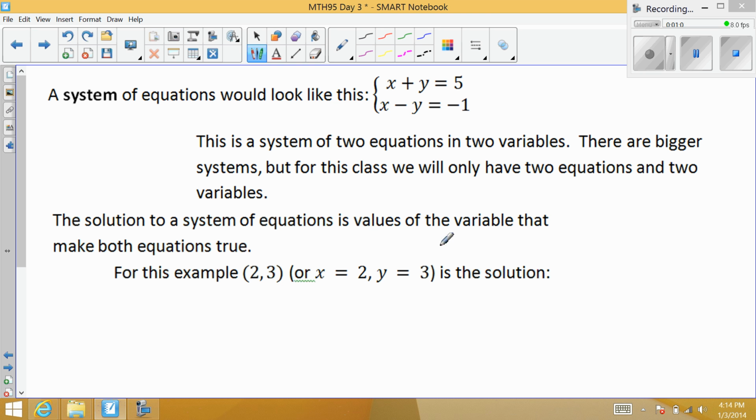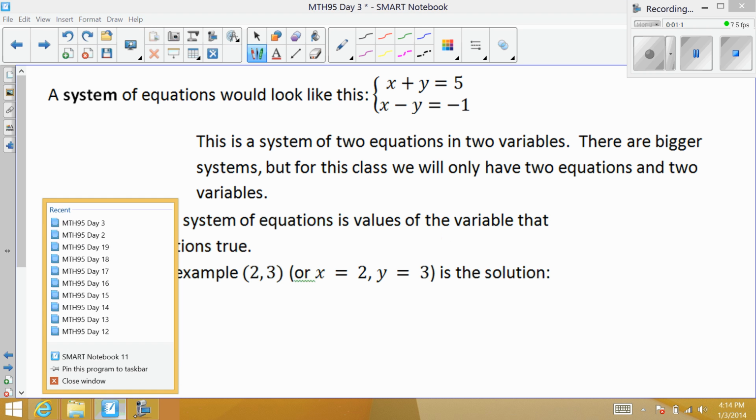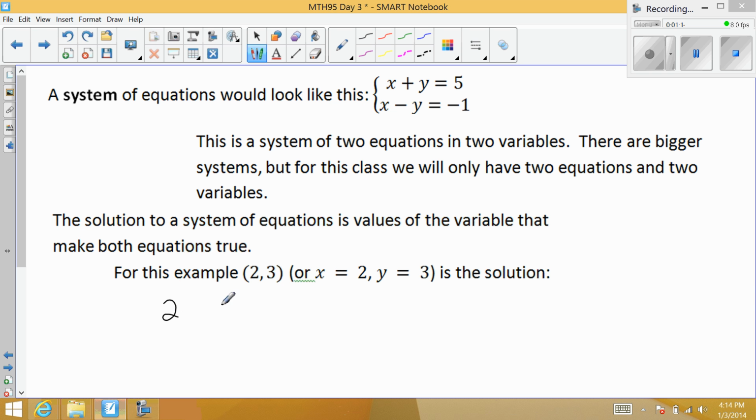In this particular example, (2, 3), shorthand for x equals 2 and y equals 3, is the solution, because if we put them into the first equation, x plus y equals 5, x is replaced with 2, y is replaced with 3. That gives us 2 plus 3 equals 5, so that satisfies the first equation. The second equation is x subtract y equals negative 1. So x is 2, subtract y is 3. 2 subtract 3 does in fact equal negative 1, so we know the second equation is also satisfied.